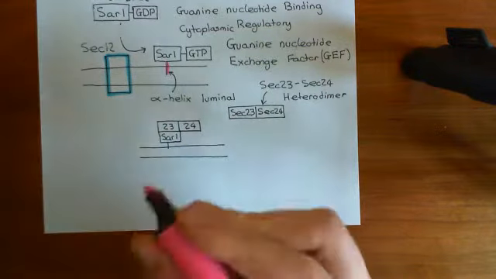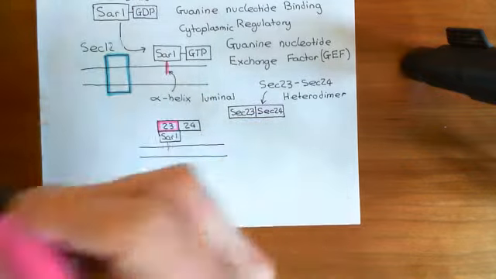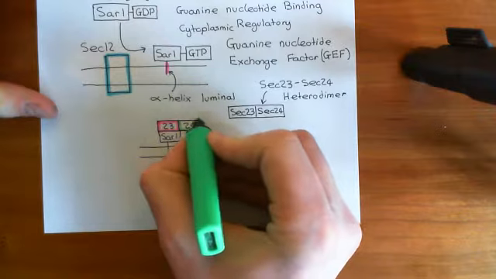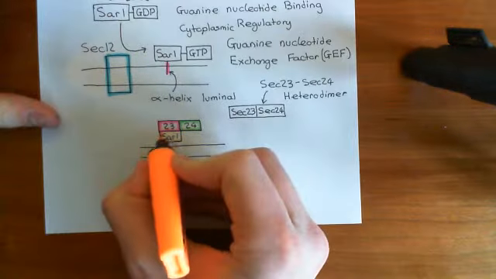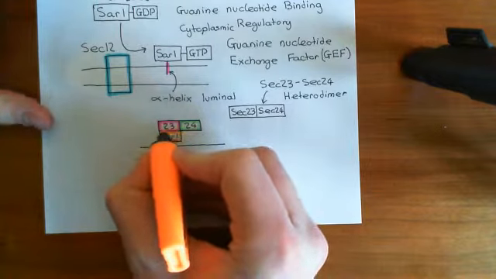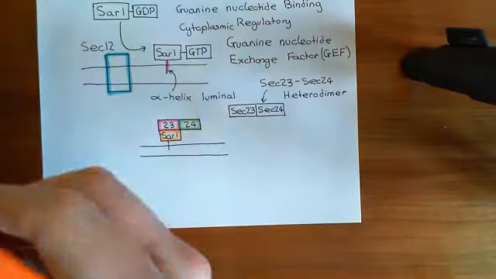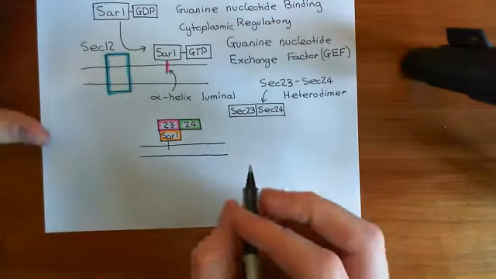Okay, so I think it would be wise to put a bit of colour on here. So we'll have Sec23 in vivid purple here. We'll have Sec24 in green. Okay, and then we'll have the important SAR1 in orange. Now Sec12 has done its job now. Sec12, its role in life was just to activate the SAR1 to SAR1 GTP. We're not going to be interested in Sec12 anymore.